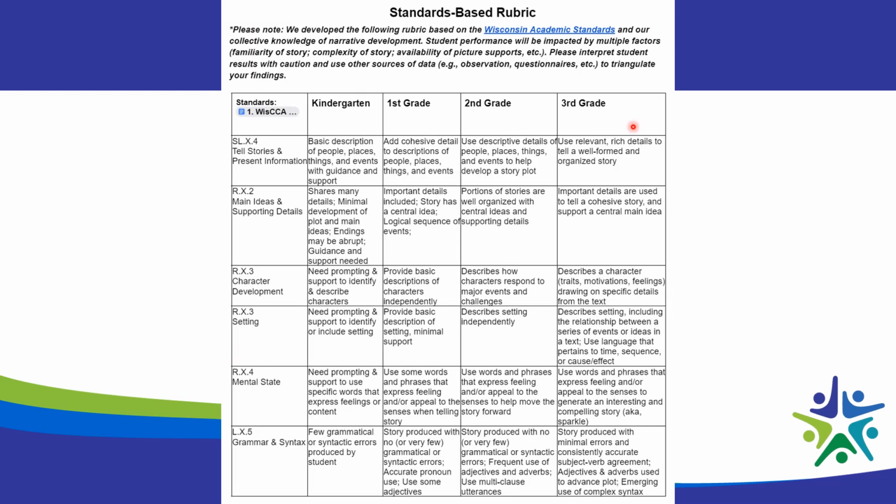If we're working with students who have slightly higher skills, we could look at early narrative skills. So this was a rubric we put together rooted in the standards, looking at the development of some key narrative skills. So for example, if we want to look at main idea and supporting details, we can see where they are in the continuum. Are they sharing details but have minimal development of plot? Or are they able to use those details to tell a cohesive story?